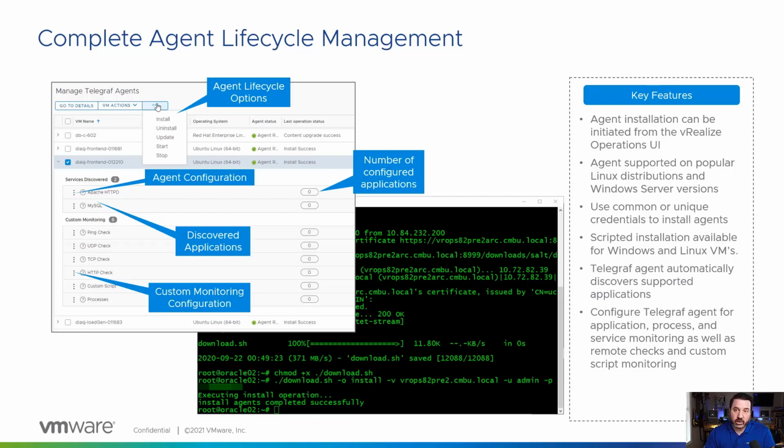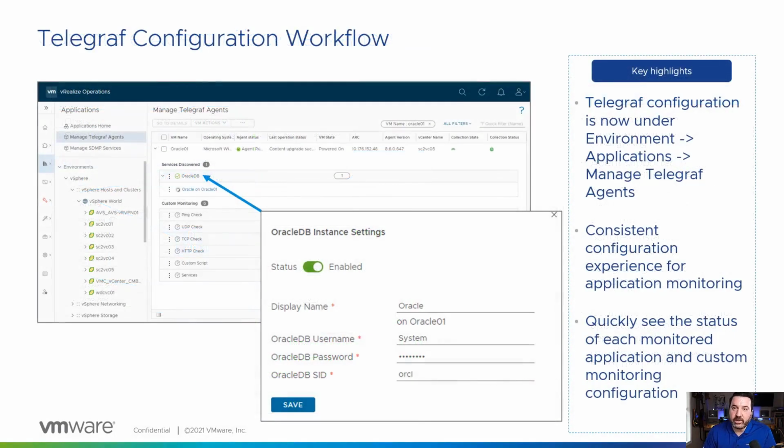So, of course, within the UI, we will show what was discovered, but then on the right-hand side here, there's a call out for the number of applications that are configured. So if we've got multiple databases running on this virtual machine, it'll actually give us the count of what is configured versus what's not. So all of that's available within the UI.